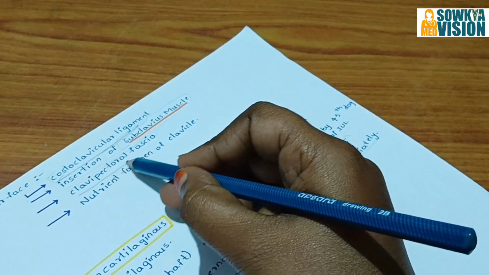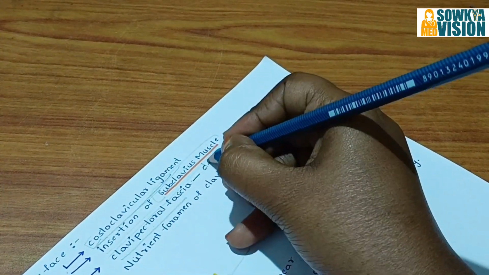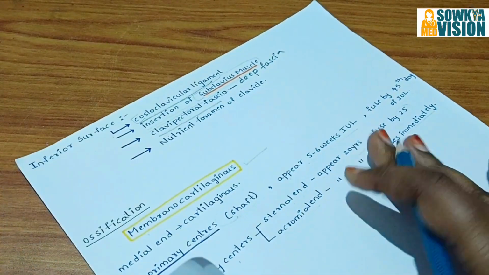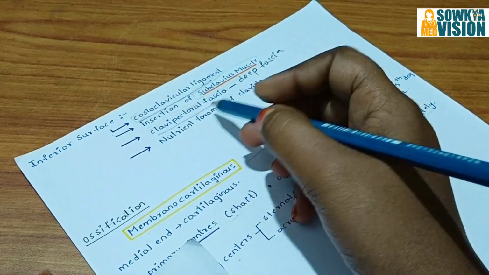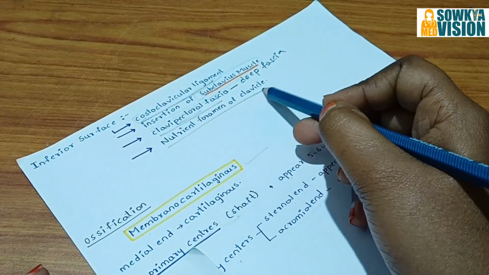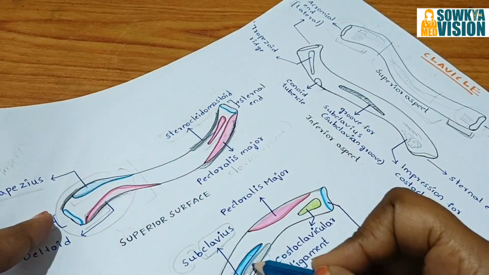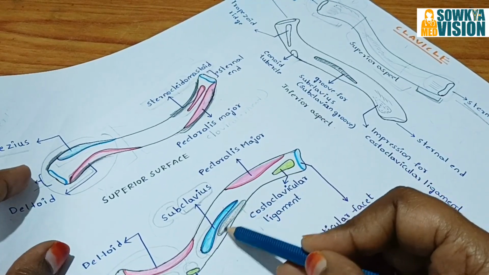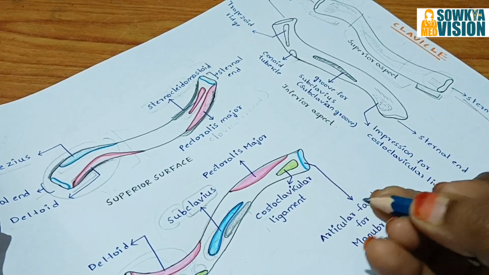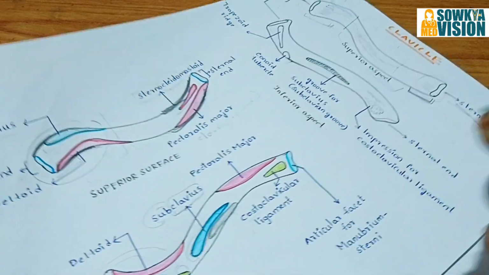Also, it has the clavipectoral fascia. It is a deep fascia extending from the clavi. Clavi means obviously clavicle. Pectoral means pectoral region. And it contains the nutrient foramen of the clavicle. The inferior surface contains a nutrient foramen. For what? To pass the nutrient artery for the bone, for more nourishment.